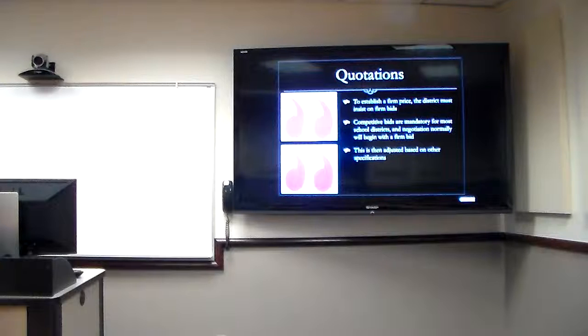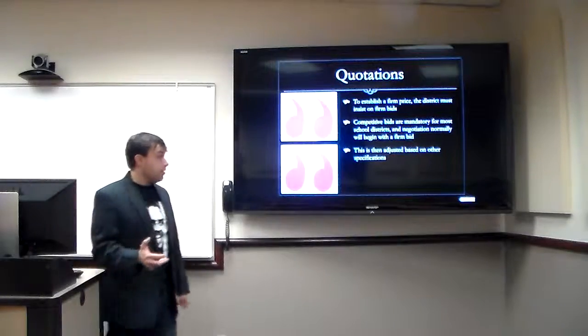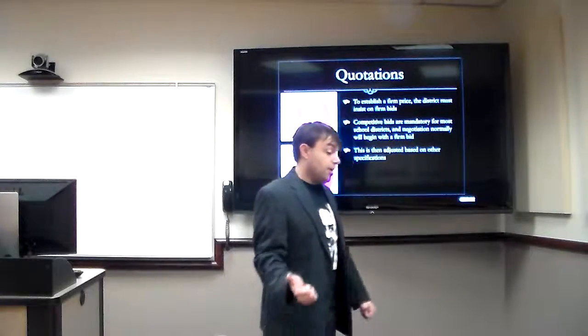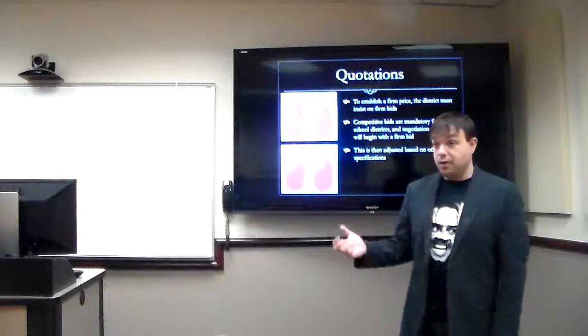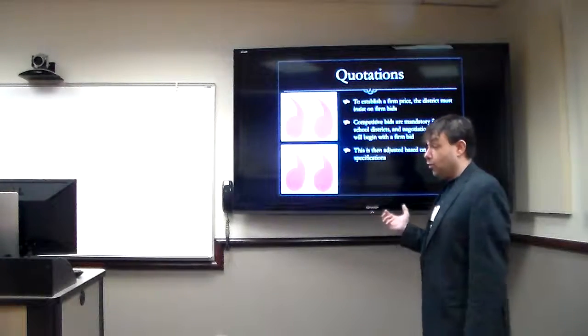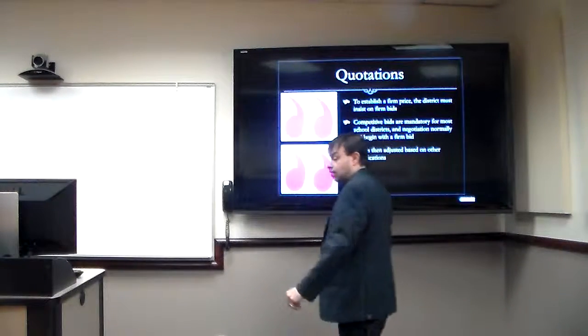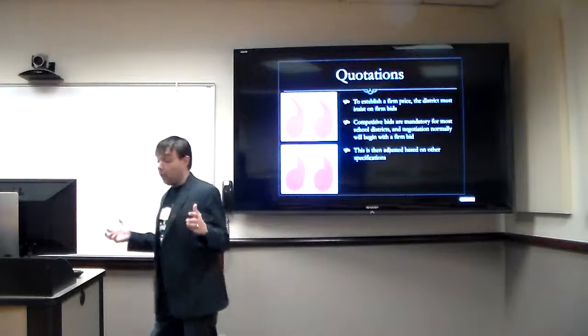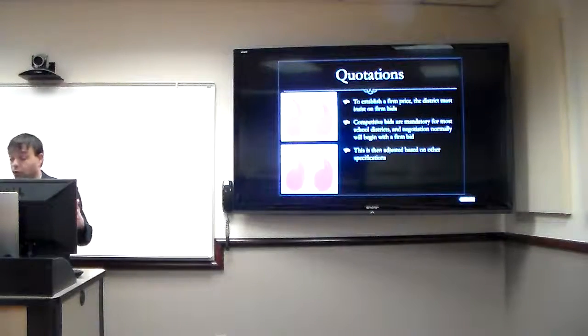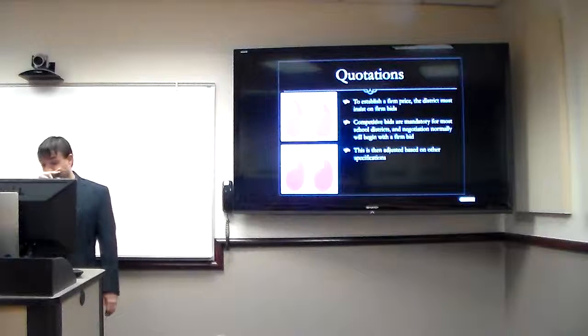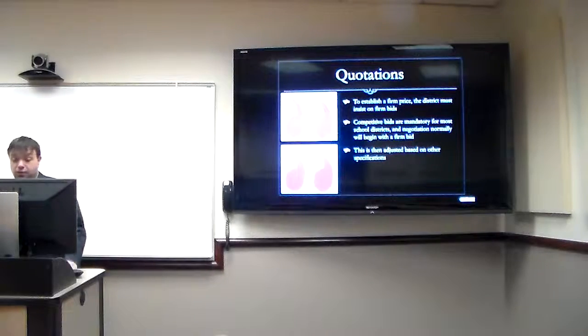So we'll go over the bidding process a little bit, but you have to understand that the district should insist on firm bids. They should be fair in the bidding process. They should make sure that when an actual bid occurs, they're handling it in a fair way and it was sealed, and the other vendors don't know what the other people were bidding. So then you adjust it based on other specifications.